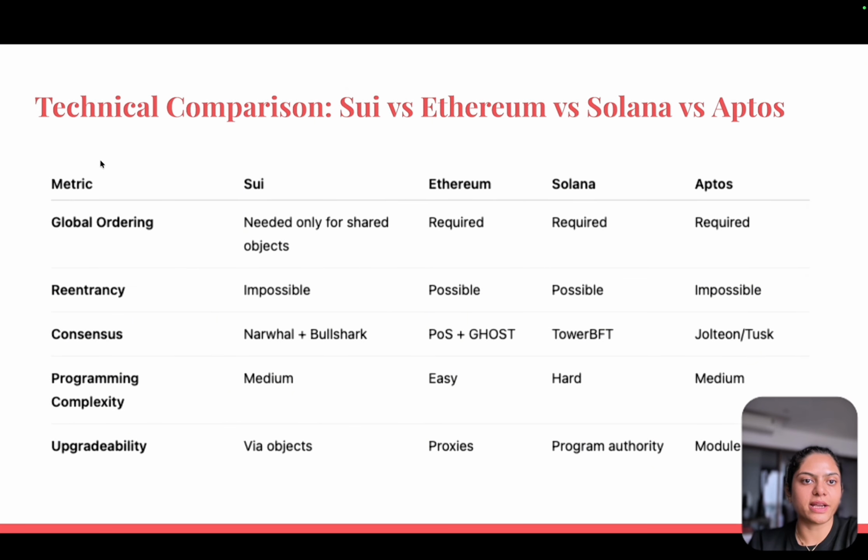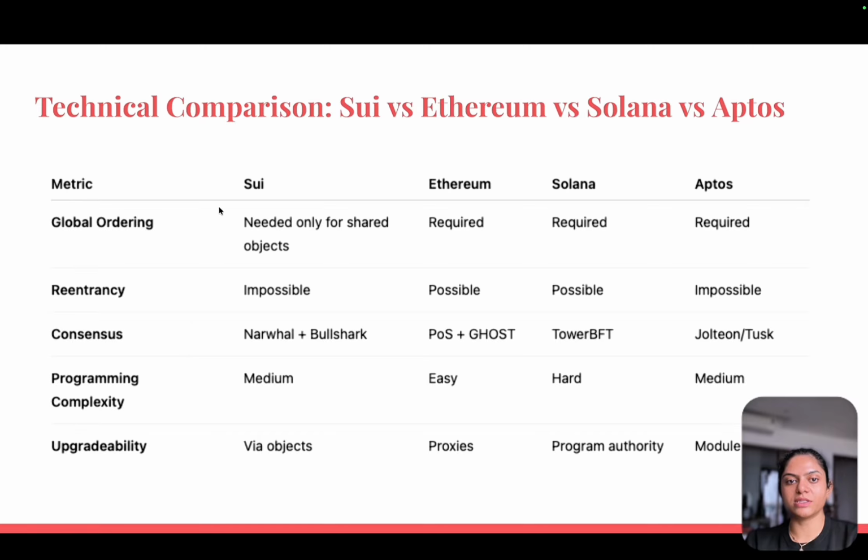And the other part is a table I prepared of the technical differences between them. The metric here is global ordering. For Sui, global ordering is needed only for shared objects. Ethereum requires it, Solana also requires it, and Aptos also requires global ordering. Reentrancy is impossible on Sui. On Ethereum it is possible. Solana is also impossible, and Aptos also impossible. Consensus: Sui uses Narwhal and Bullshark, Ethereum uses PoS and GHOST, Solana uses Tower BFT, and Aptos uses Jolteon and Tusk.